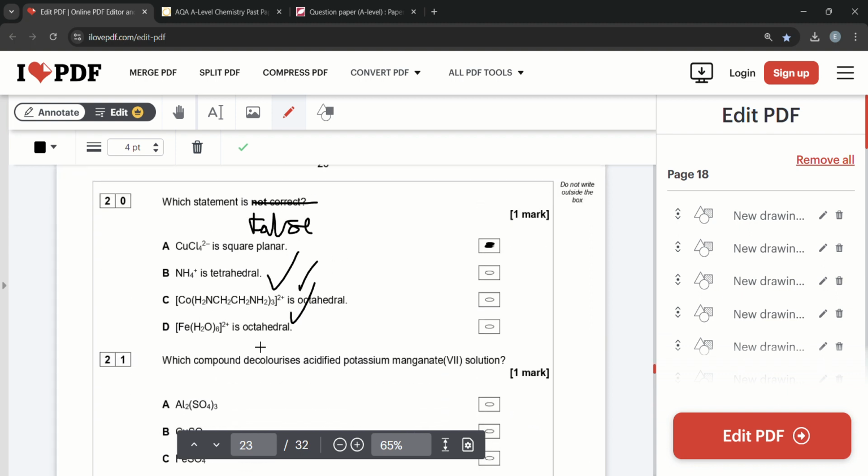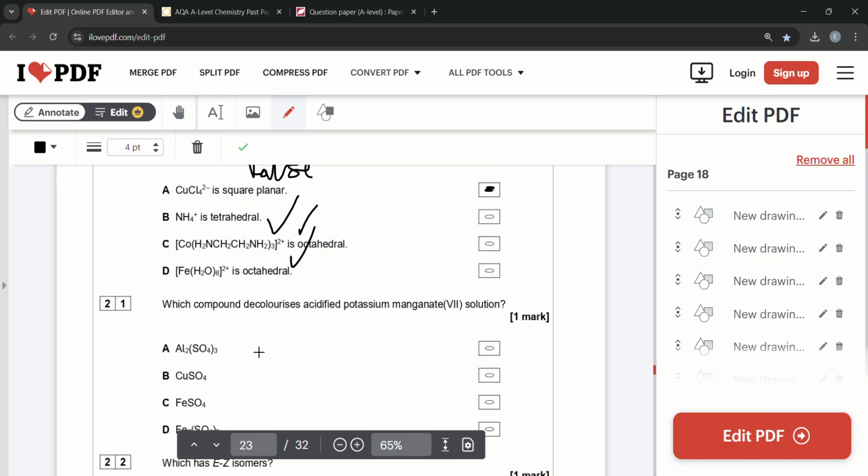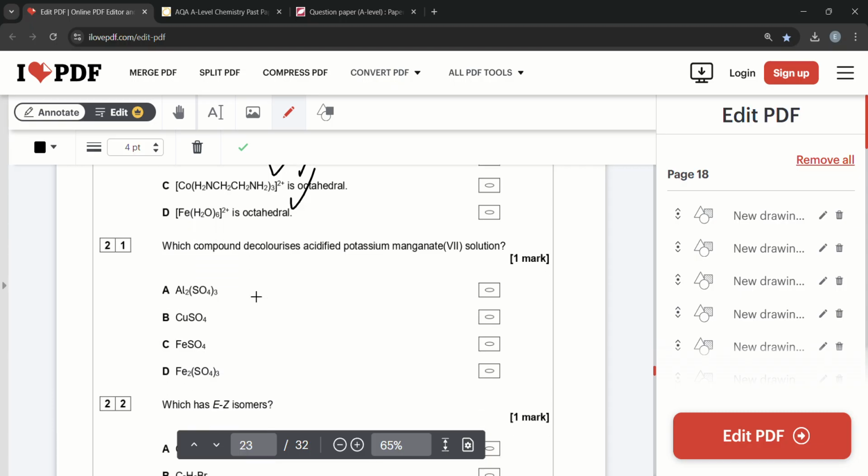Which compound decolorises acidified potassium manganate(VII) solution? Well, it's going to be the one that's easily oxidized, and it's going to be this C, because Fe2 plus is easily oxidized. Therefore, it's going to be C.